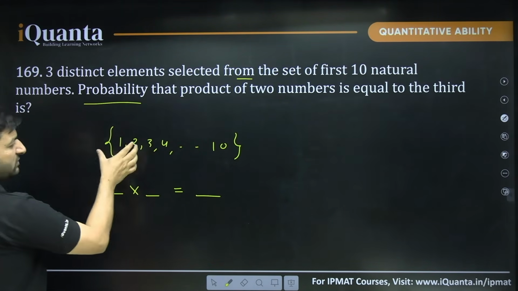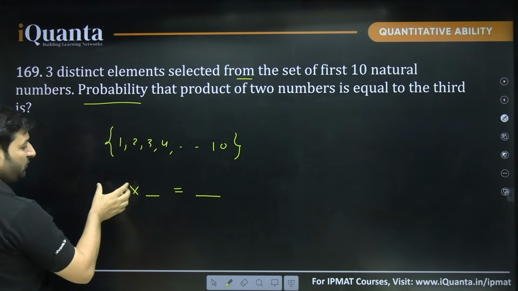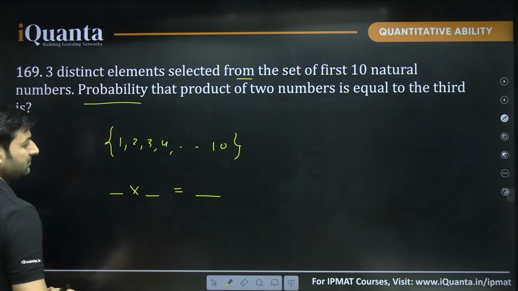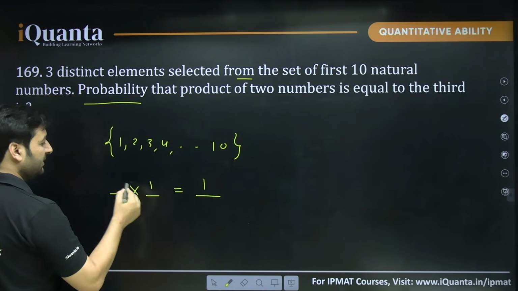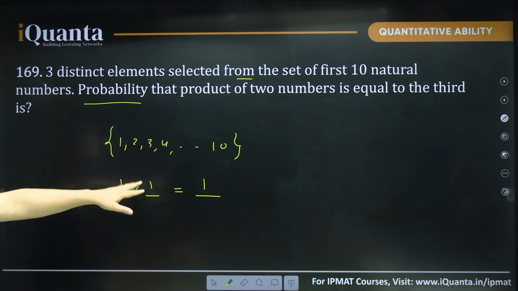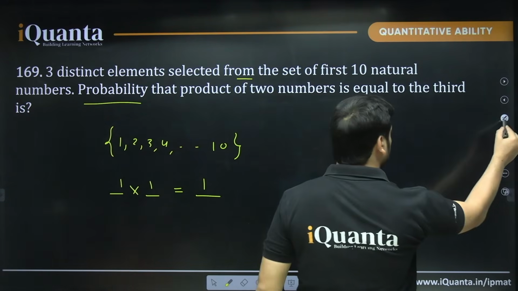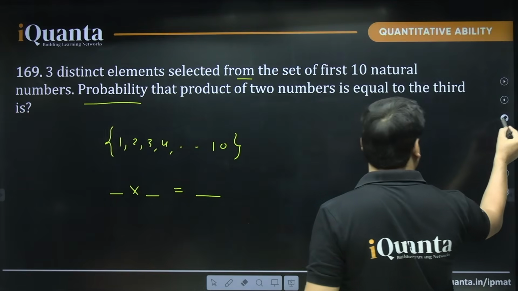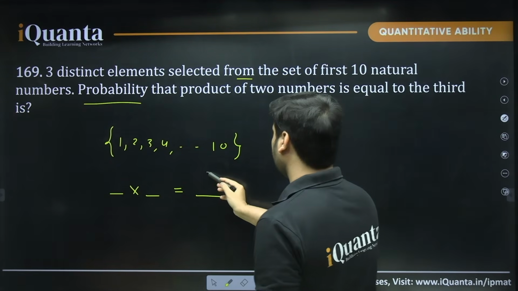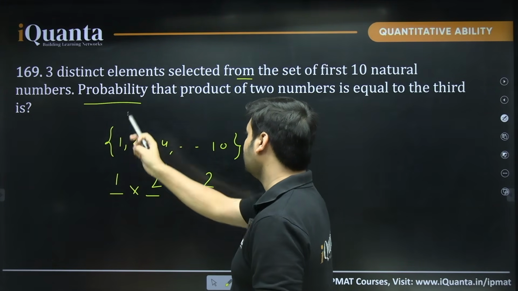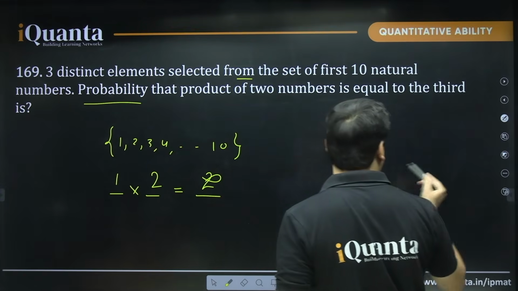What are those numbers that we can pick up from here which will fit in these 3 blank spaces? Can 1 fit in here? If 1 fits here, then these have to be 1, right? And we were told that these should be 3 distinct elements. So this does not fit in over here, okay? What about 2? If you want to put 2 here as a product, then what do you need? If you put 2 here, definitely 2 is a product of 1 and 2, but are these 3 values distinct? No. So even 2 does not work, okay?